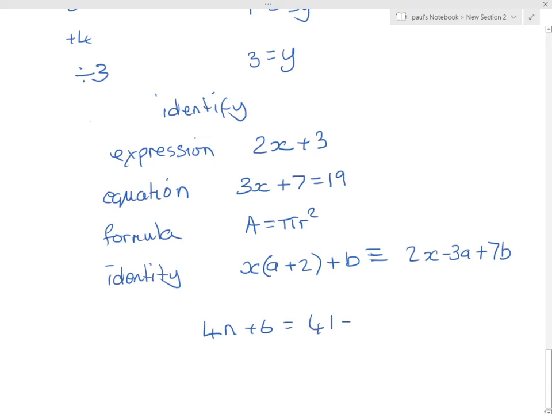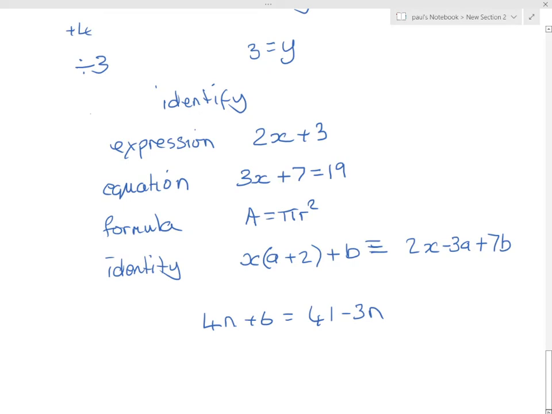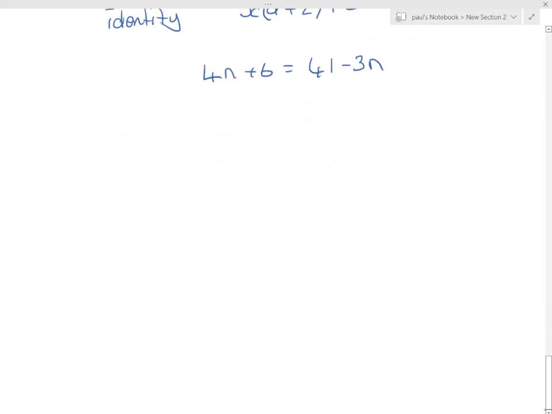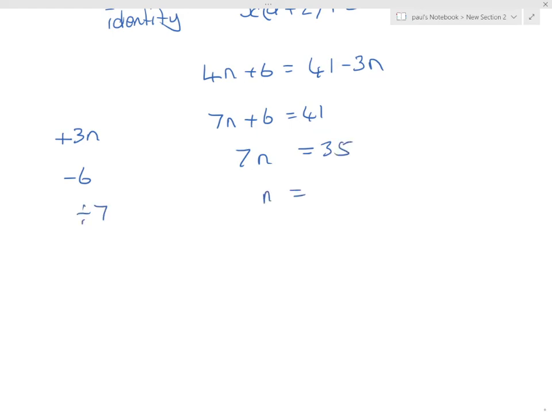equals 41 minus 3n. So let's do that one. Now, this one you'd normally get rid of the 3n, but we're going to do it just because it's got a minus sign. So I'm going to add 3n to both sides, which gives 7n plus 6 equals 41. Then I'm going to subtract 6, 7n equals 41 minus 6, which is 35, divide by 7, so n equals 35 divided by 7, which is 5.